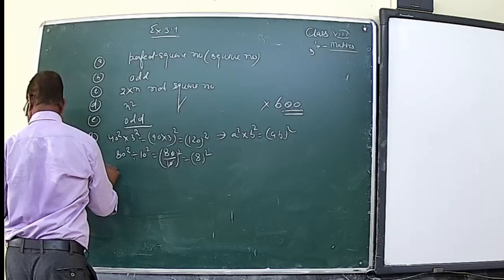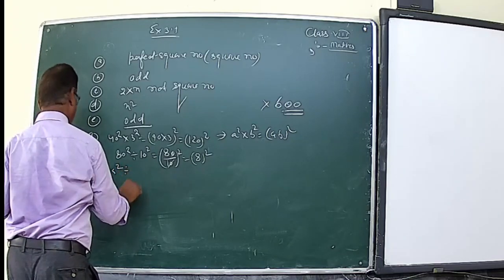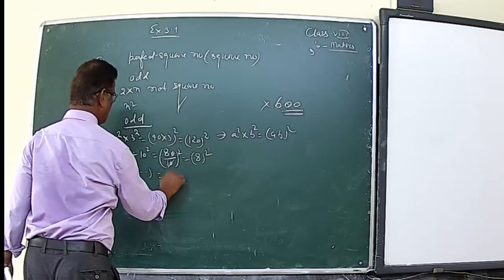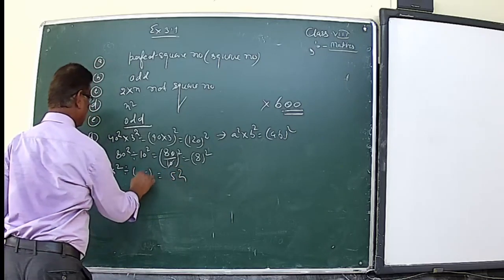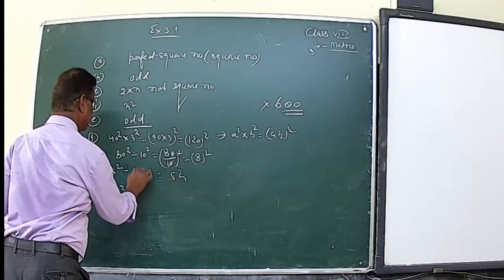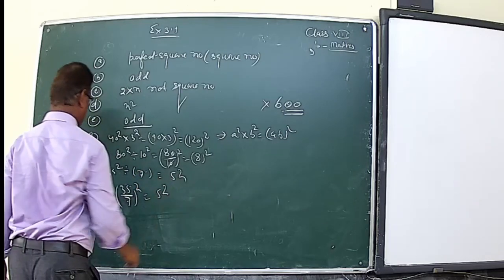Next, 35 whole square divided by the number you have to fill in this gap is equal to 5 whole square. That is 35 divided by 7. You have to fill 7: 35 whole square divided by 7 whole square is equal to 5 whole square.